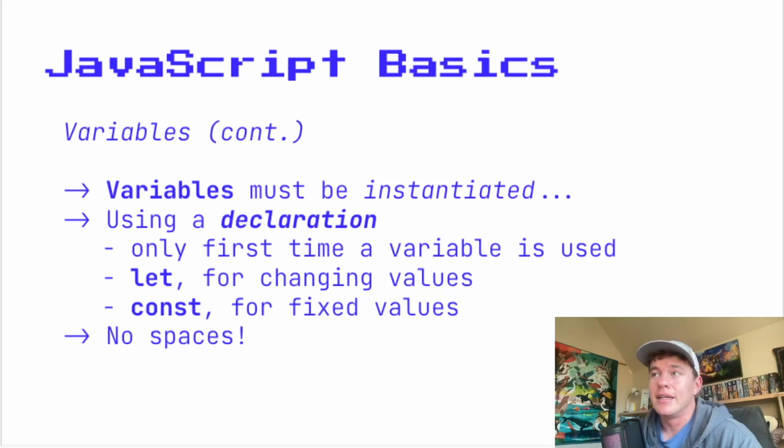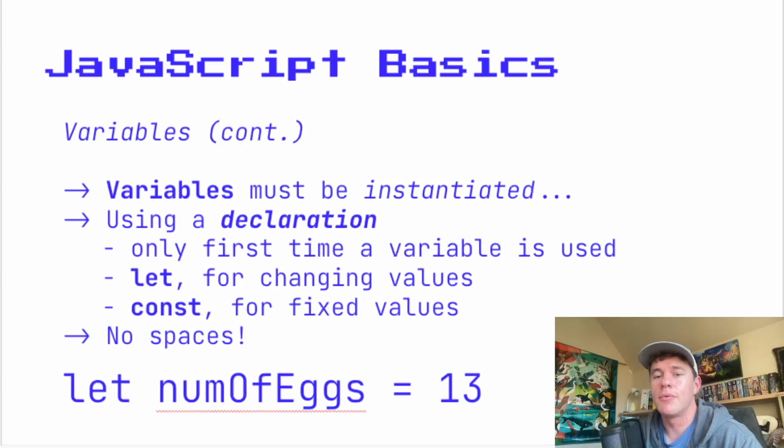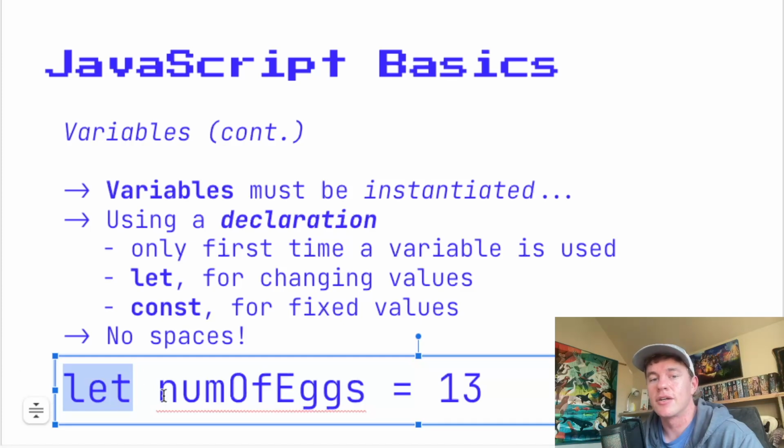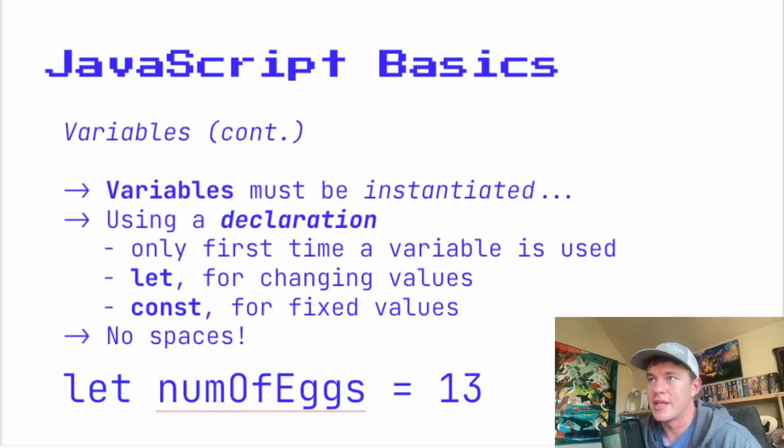The other thing is that the name of the variable cannot contain any spaces. And so in this example, I'm using camel case, where every new word after the first one is just capitalized so that we can differentiate the words. And here we can see the use of the let declaration. We declare the variable using the let keyword. We define the variable name, we use the assignment operator, and we assign 13 to that variable. And just like that, we've ripped through variables in JavaScript.